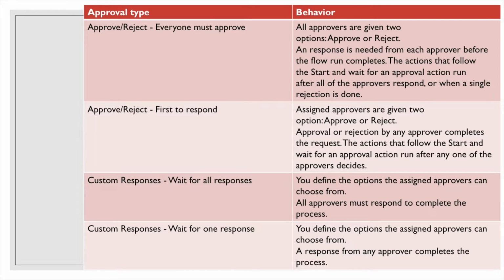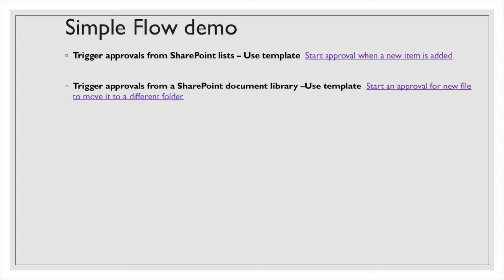And the next one, custom responses, wait for one response. You define the options the assigned approvers can choose from. A response from any approver completes the process. Okay, these approval types you remember. Now let's see the demo in the next video.